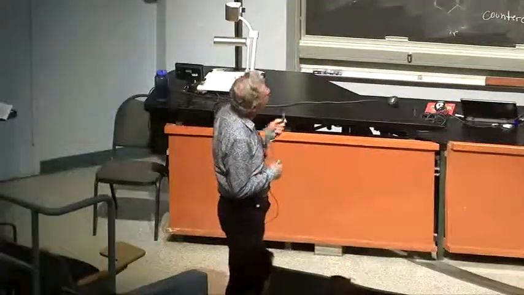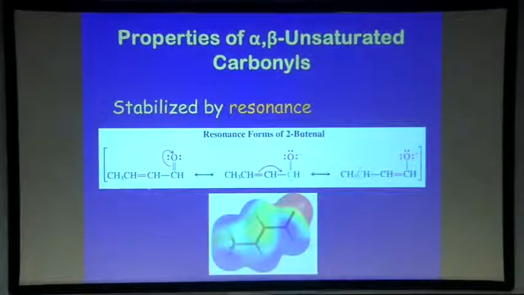So why are they important? Well, they're stabilized by resonance. So the resonance picture can be shown nicely with these resonance forms. So you have the neutral one, and then you can take the electron pair out, make the O minus, and here's the carbocation structure.